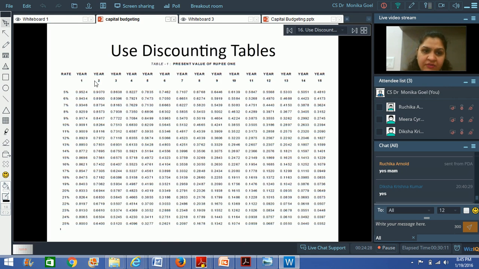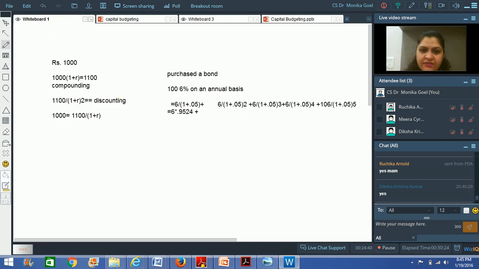Now, if I have to look at what is going to be the value of 1 rupee at 5% at the end of year 2, in that situation, I will again go back. Now here we have got year and this is the rate. So the figure will be 0.9070. Is it getting clear? So 0.9070.